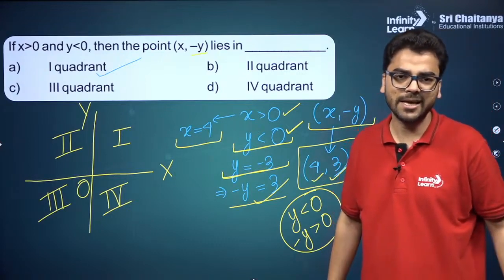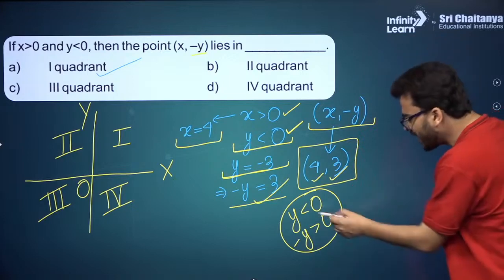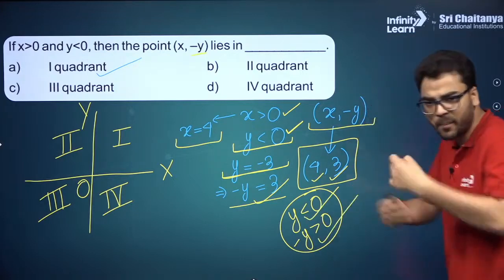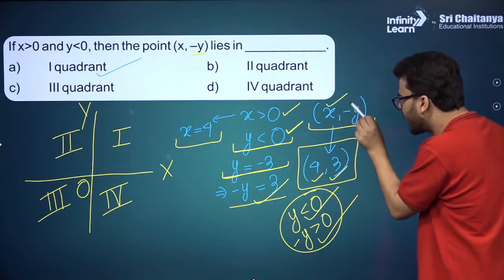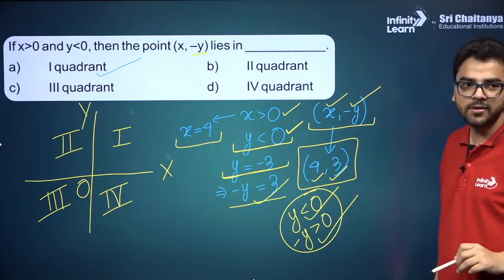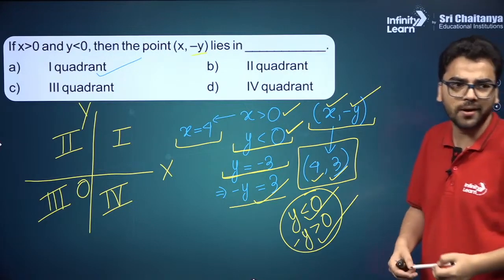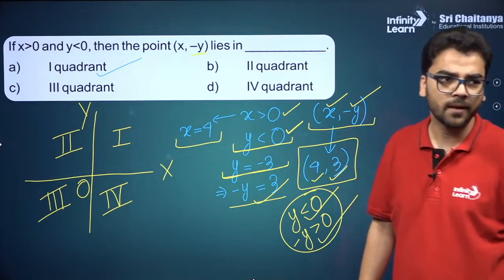Yes, Shipra. Is it clear? Narsimhulu, y is negative, so minus y will be positive. You understand that or not? And x is already positive, minus y is also positive. So both of them will be in the first quadrant or not? I hope it is clear.